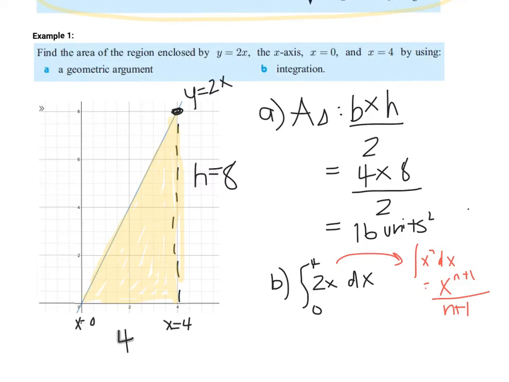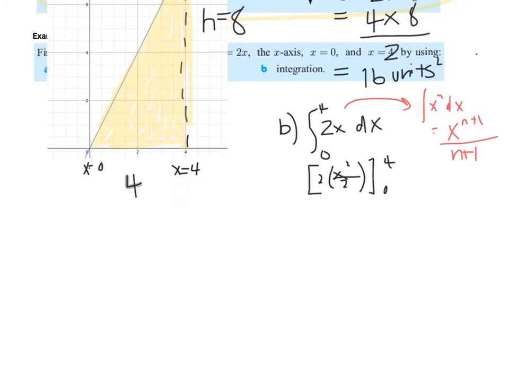So the integral of 2x is going to be 2 times x to the power of 2 over 2. And we're looking to evaluate that between 0 and 4. Some of you may also have recognized that the integral of 2x is just going to be x squared, because when you take the derivative of x squared, you get 2x. So these 2's are going to cancel out, and we end up evaluating x squared between 0 and 4.